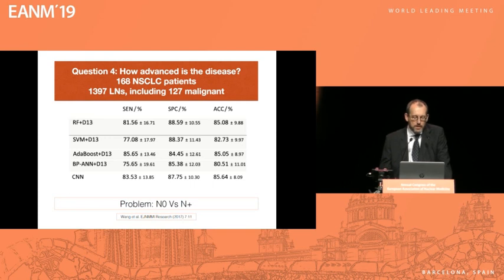If we move on to what's more familiar to us when it comes to staging lung cancer, that's the nodal staging. Here, 168 patients, they analyzed almost 1,400 lymph nodes. About 10% were malignant. And here is the report of various machine learning algorithms. This is random forest, this is support vector machine, this is deep learning, and so on and so forth. And you can see that all perform in a similar range with an accuracy ranging from 80 to 85%, and the sensitivities and the specificities are also within the same range for defining whether the patient is N0 or N+.